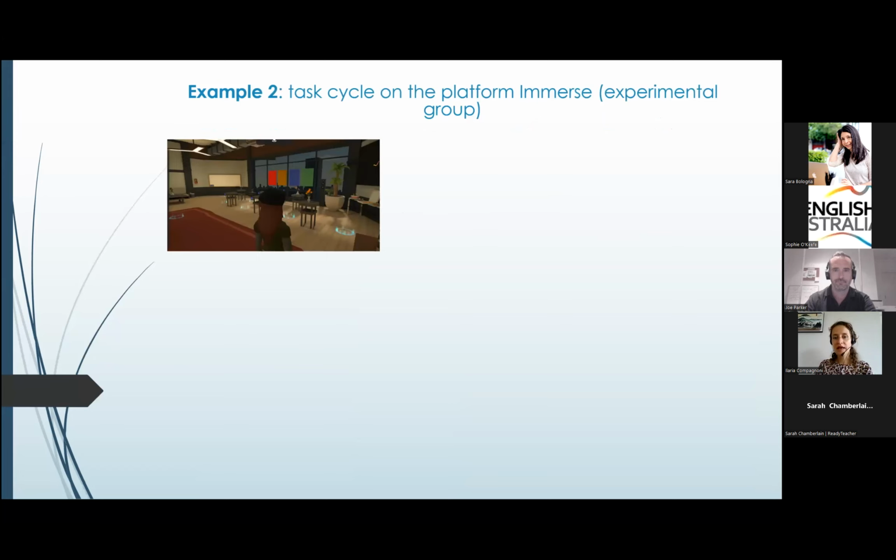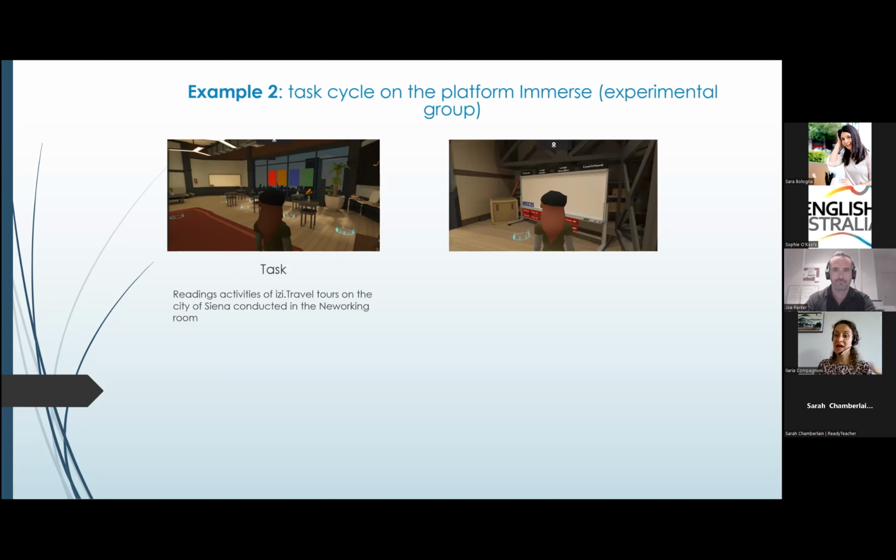Then, the application Immerse offers several different environments. They all look like potentially real contexts, and each of which has its own affordances. For instance, this one, the networking room, I will use it so that students can do reading activities and select destinations. In the presentation room, students have a backstage where they can decide who is going to talk about which part of their presentation, and they can really plan organically their speech.